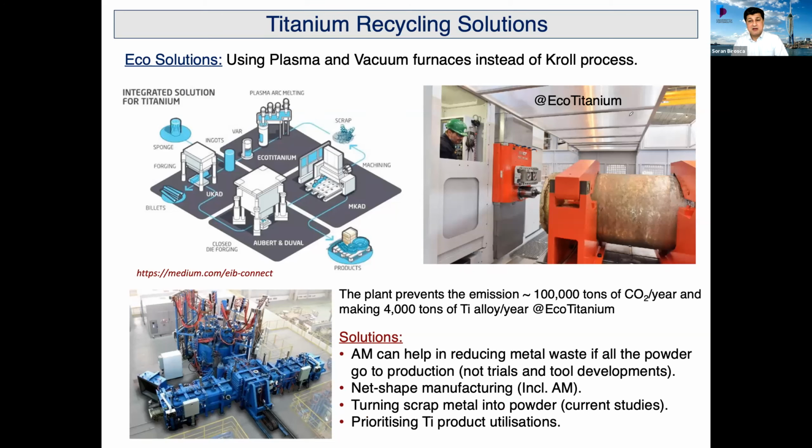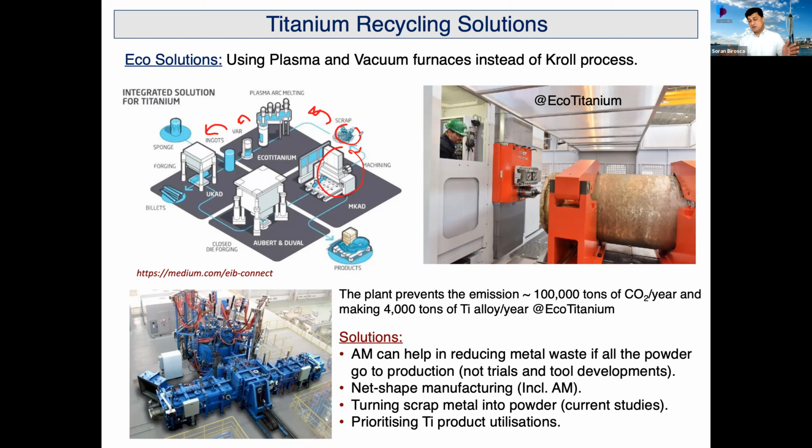They're showing a large company, Electrode Titanium, as a good example. For example, using plasma and vacuum furnace, taking the scrap to plasma arc melting, then vacuum arc melting to generate the ingot, then forging, then close-die forging, then the product, and any machining goes back to scrap to be used again. Very expensive, but they could prevent the emission of 100,000 tons of CO2 a year, which is huge. And they are still producing 4,000 tons of titanium at Electrode. That's a good example, not advertising, of not using Kroll anymore.